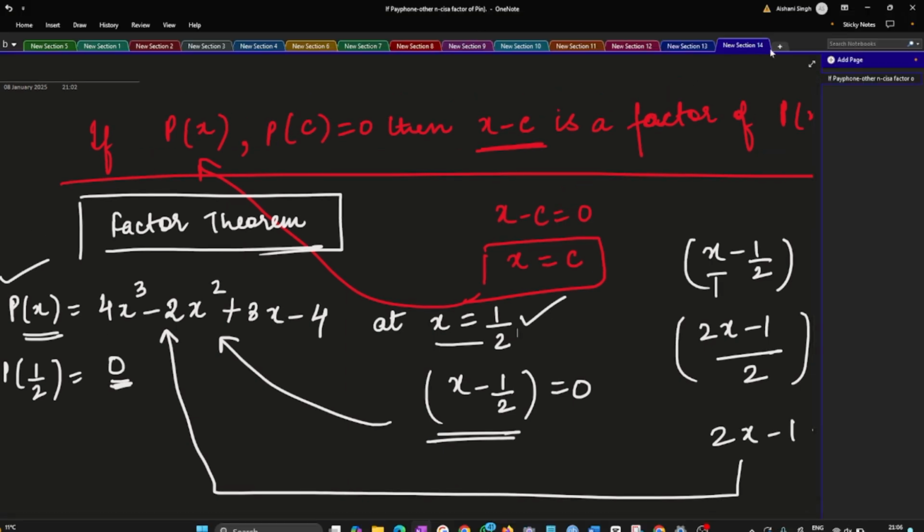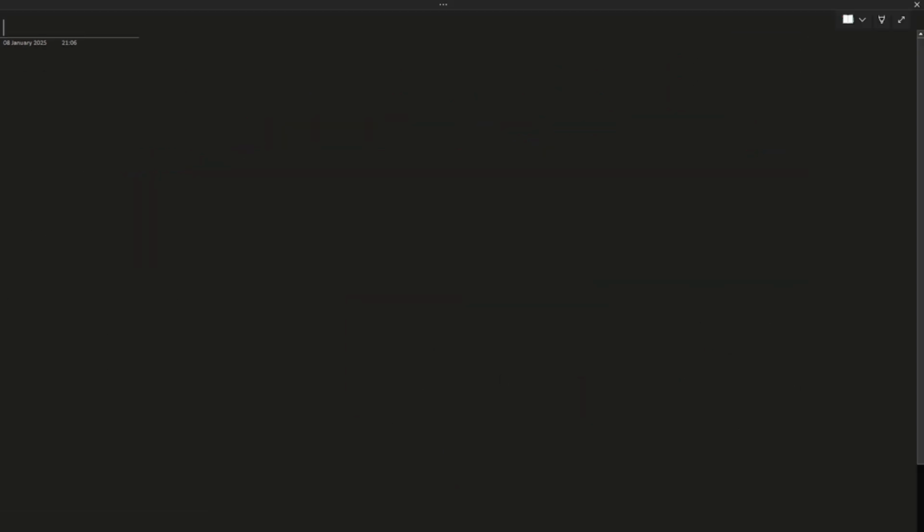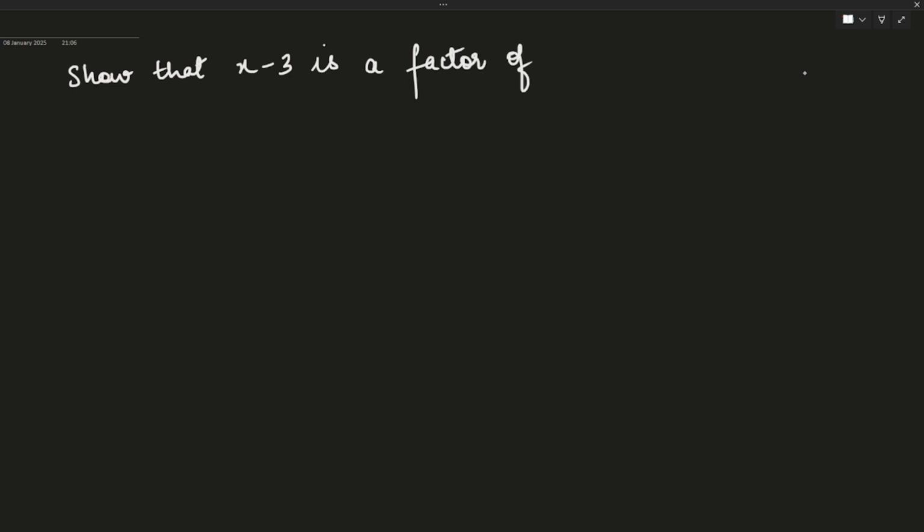Okay, we'll take one more example so that you will get a clear understanding of it. Now you have a question: show that x minus 3 is a factor of x cube minus 6x square plus 11x minus 6. You have to show that x minus 3 is a factor of this polynomial.